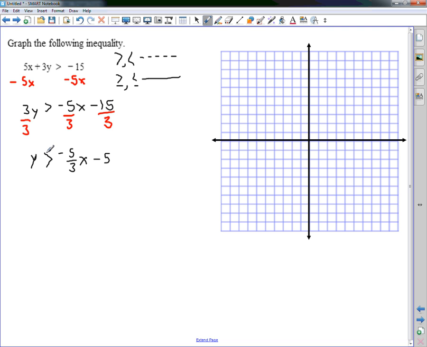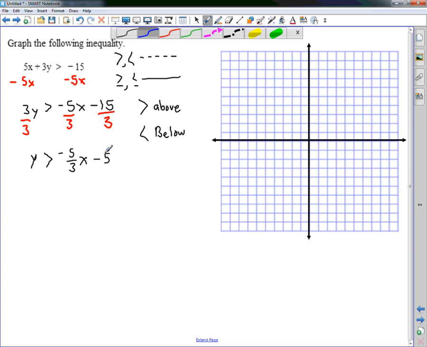And another little shortcut that you can use if you put it into the slope-intercept form is the greater than symbol would tell you to shade above the line. The less than symbol will tell you to shade below the line. So that's a little bit of a shortcut. You don't have to check a point or anything as long as you did everything correctly and you use your final answer that's in the slope-intercept form. So let's go ahead and graph this.